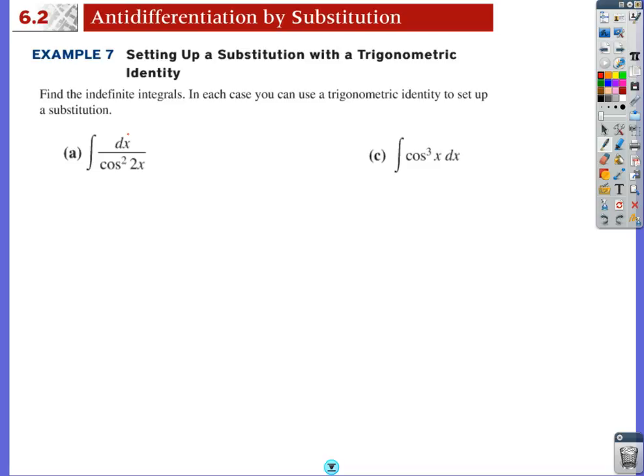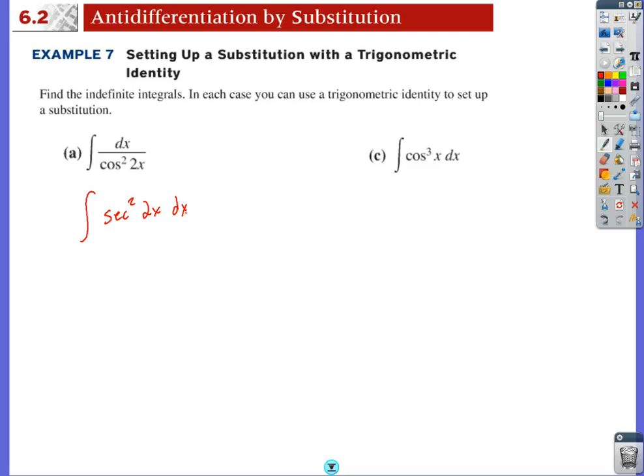Again, if I look at my integral tables, I don't have a cosine squared 2x or 1 over cosine squared 2x. What do I have? Well, now I have to go back to, what is really 1 over cosine? Well, secant. So 1 over cosine squared is really the integral of secant squared of 2x dx. Okay, and now I do have secant squared x.